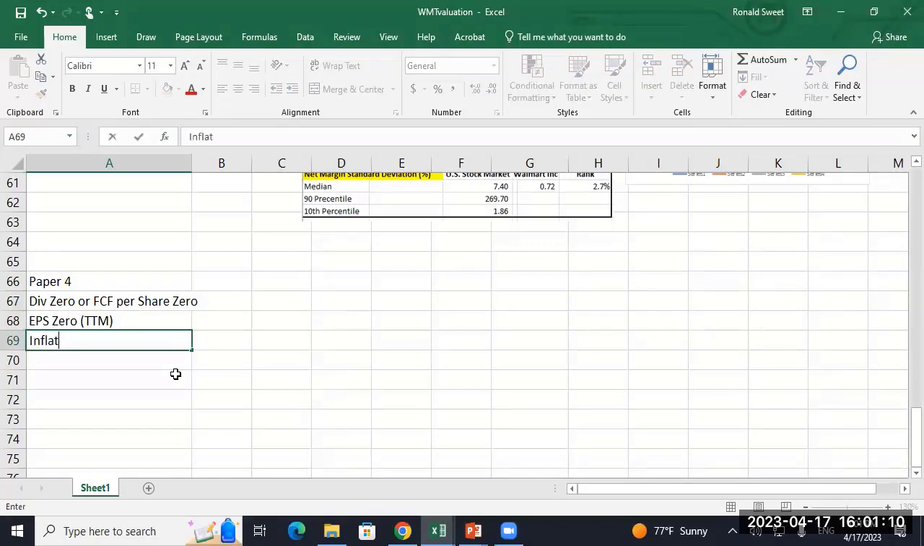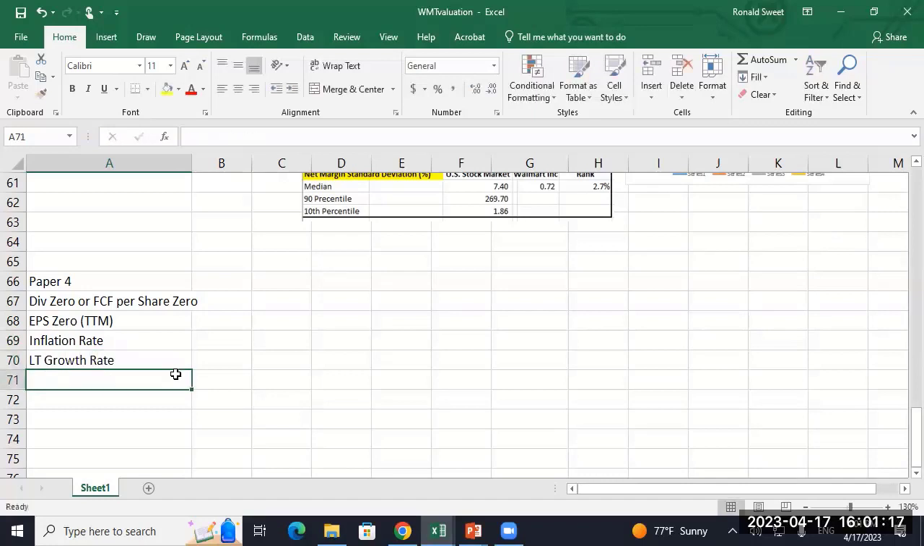We need an inflation rate. We need a long-term growth rate, a short-term growth rate, and an H. So once you have all those, you got all the numbers you need.